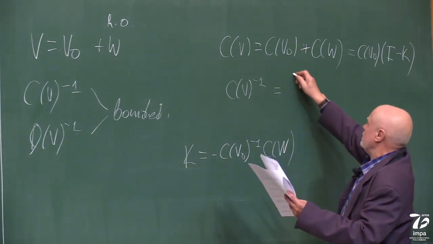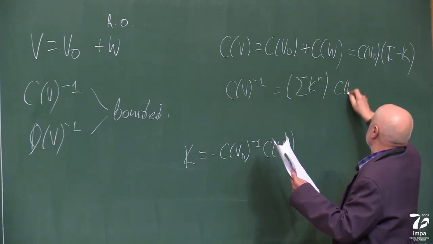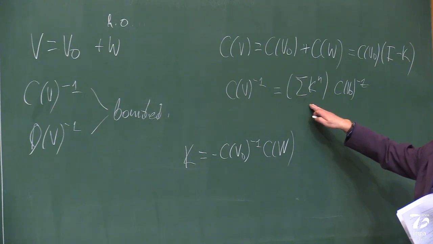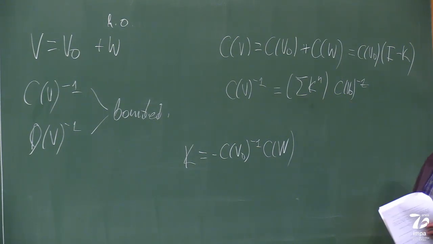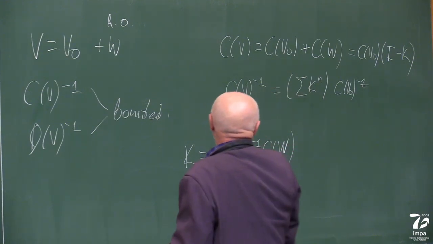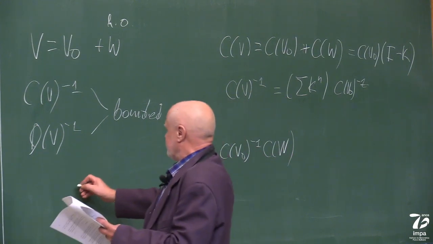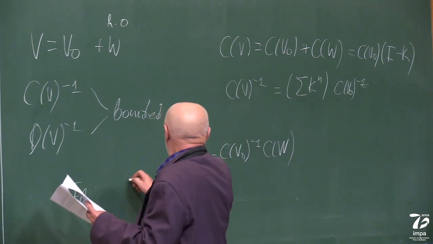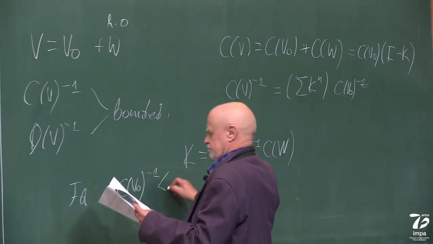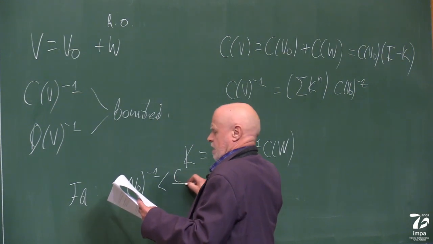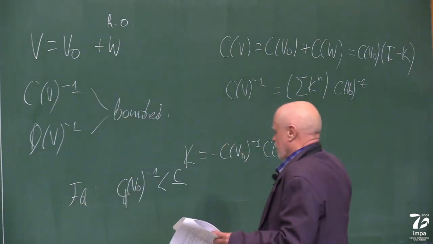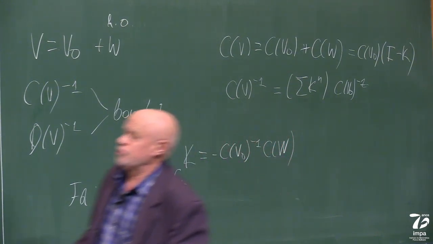This is some K to the N, C of V0 to the minus 1. And we have to show that this series is convergent. This is the so-called von Neumann series. But it is easy because when restricted to F_D, we have C of V0 to the minus 1 is less than some constant over D, because of those eigenvalues.